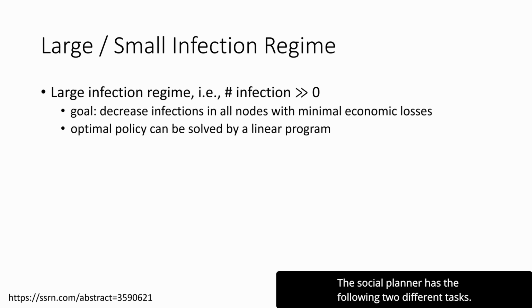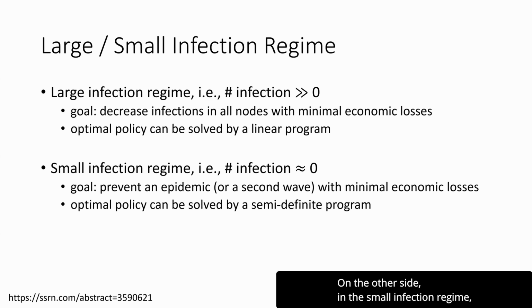The social planner has the following 2 different tasks. In the large infection regime, where the number of current infections is large, the goal of the social planner is to decrease the infection in all nodes with minimal economic loss. And here we show that the optimal policy can be solved by a linear program.